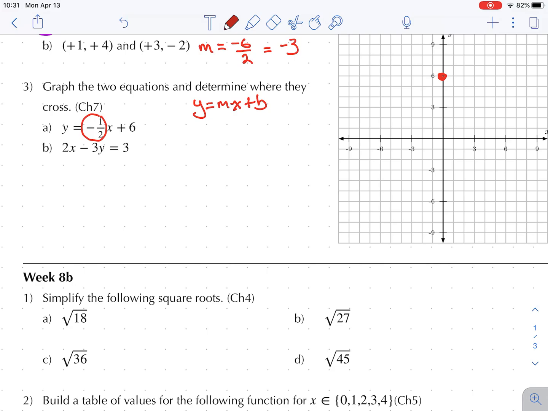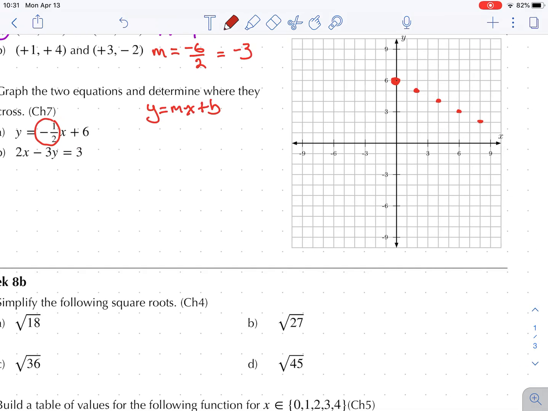So we're going to go down 1 over 2. So I go down 1 over 2. That'll be a slope of negative 1/2, and I keep following that along. Then I can just connect all these up with a line. Put arrows at both ends. And I can label this. Y equals negative 1/2 x plus 6.